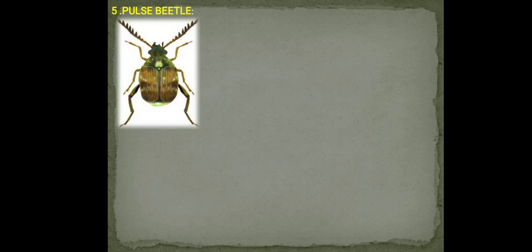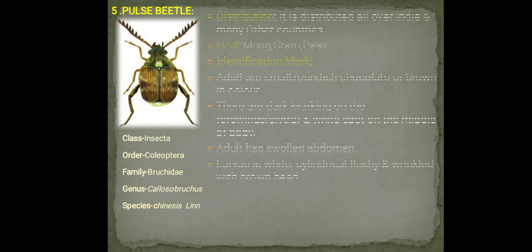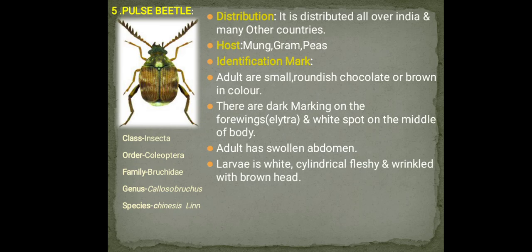The fifth major agricultural insect pest is the pulse beetle. We see the systematic position. It again belongs to class Insecta, order Lepidoptera, family Bruchidae, genus Callosobruchus and species chinensis. Then we see the distribution of this beetle. It is distributed all over India and many other countries. The host plants are moong, gram and peas.